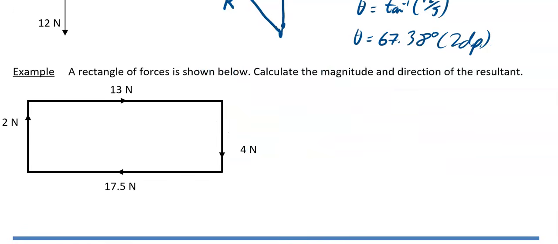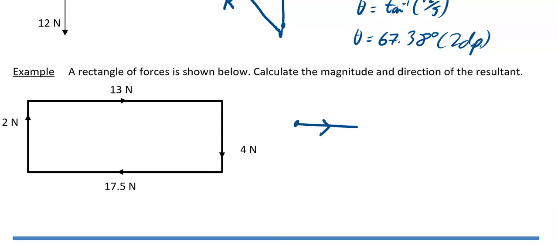Okay, our last example for this video. It says a rectangle of forces is shown below, calculate the magnitude and direction of the resultant. So we cannot use exactly the same method as the last one because we've got more than 2 forces acting here, so we've got 4 forces. But what we can do is find out what is the overall horizontal force, what is the overall vertical force, and then we basically will have the same situation as the last time.